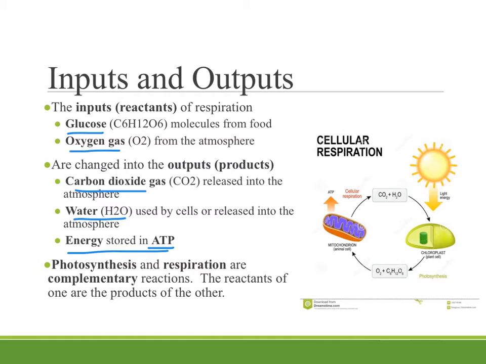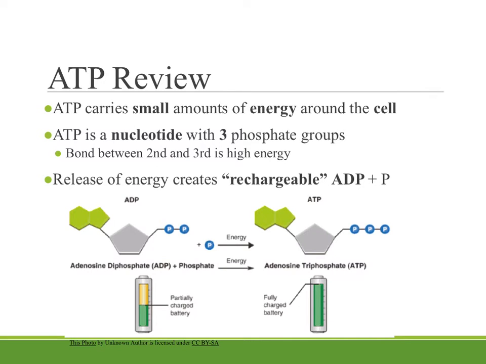These inputs and outputs look very familiar. We've seen them before in photosynthesis, and photosynthesis and respiration really are complementary reactions. The reactants for one reaction end up being the products of the other. So photosynthesis produces substances that are used in order to do cellular respiration, and cellular respiration produces substances that are used in photosynthesis. Now let's take a closer look at ATP.